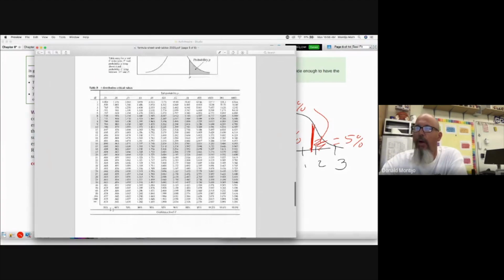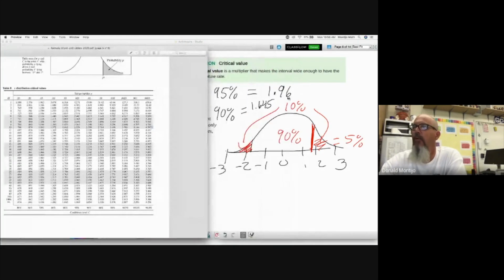Take a look down at the bottom here. This infinity sign really is z star. So if I want to be 95% confident, I would use my z star of 1.96. Yeah, that's what we found when we did the work over here earlier. For 95%, 1.96. If I want to be 90% confident, 1.645. What if I want to be 99% confident? 2.576.